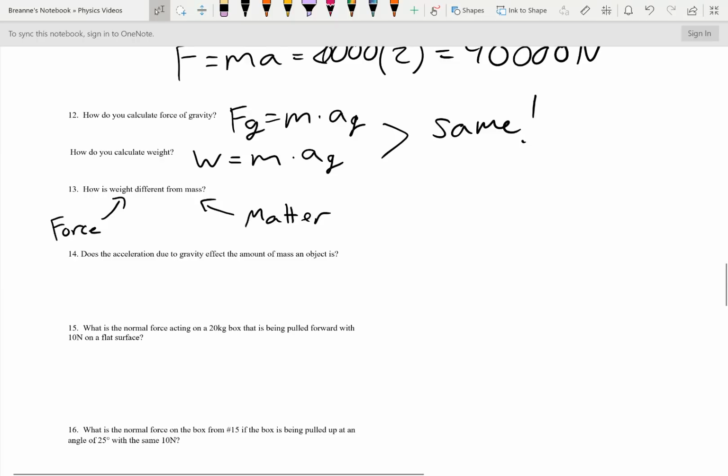Does acceleration due to gravity affect the amount of mass on an object? The answer is no. If we take a ball and it's on Earth versus on the moon versus on Jupiter versus on Saturn versus on Venus, the mass does not change. Mass does not change.